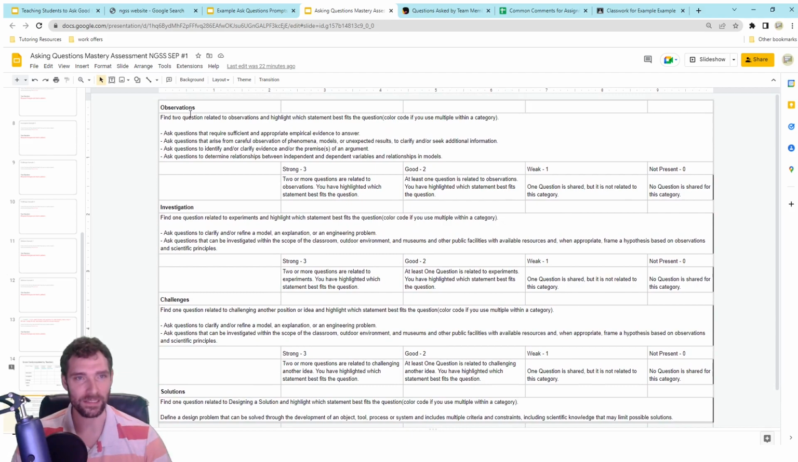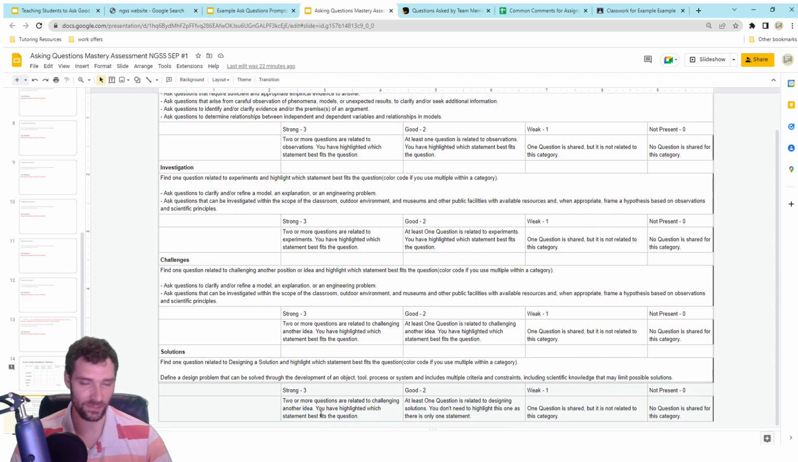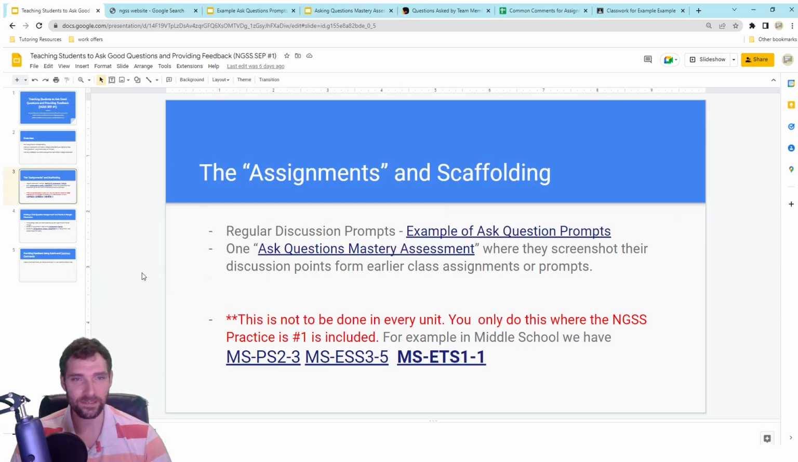But for the observation category, there's 3 possible points. They get full points if they've got 2 good questions, right? If they've only got 1 good question, they get a good score. And if they've got 1 question but it's not really related, that'd be weak, right? And so this general scoring is the same for all the categories. So they should have 2 for each category, and they have to be related, essentially. So that's the main idea on the assignments.